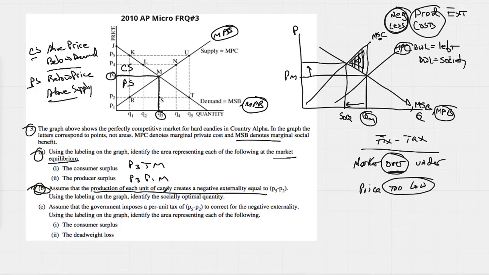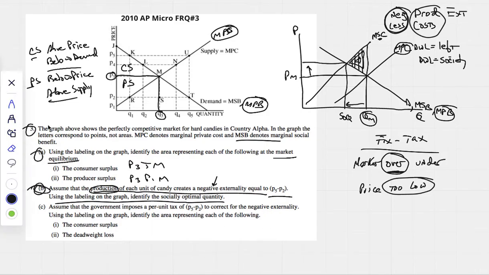Now go back to B. Assume that production of each unit of candy creates a negative externality equal to P5 minus P2. Using the labeling of the graph, identify the social optimal quantity. Now again, we've done it here. We just need to show it on this graph.